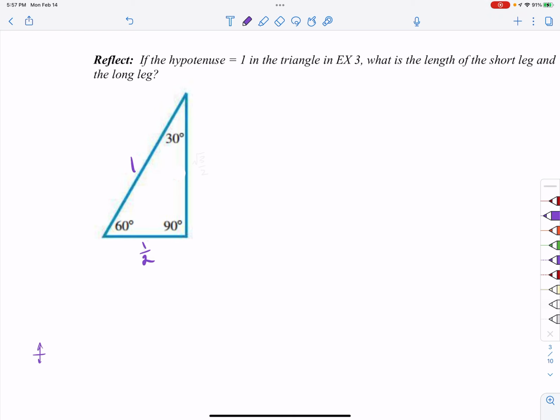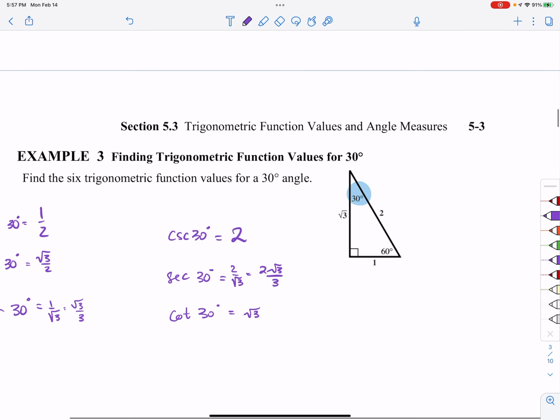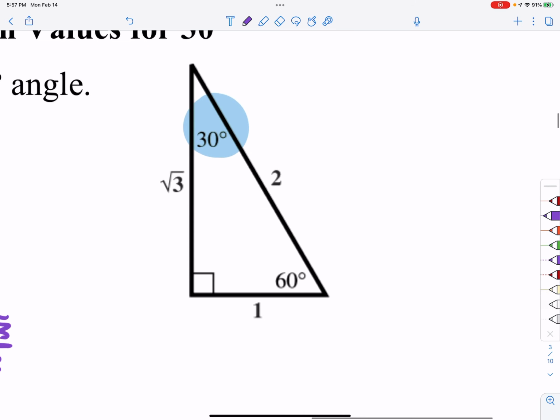Now I could do the Pythagorean theorem to find the length of the long leg, but again, let me take you up to this picture here. And just think about the relationship with these two. The relationship here is that if I take the short leg and multiply it by the long leg, I'm going to have 1 times root 3. And that gives me the length of the long leg.